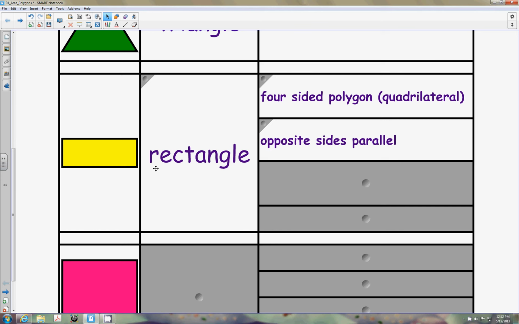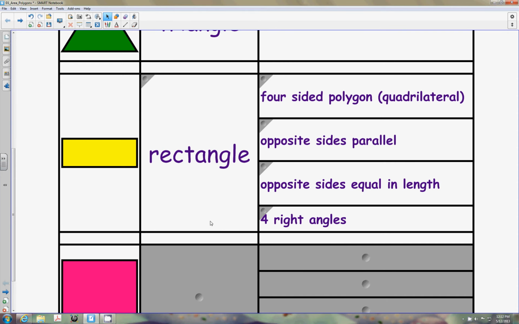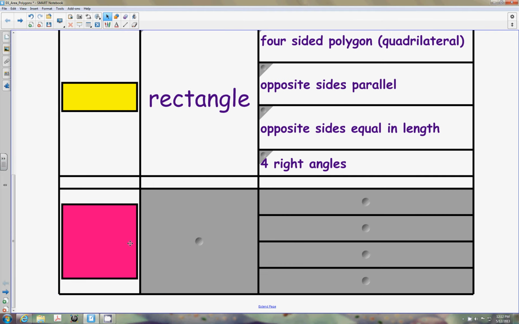Opposite sides of a rectangle are parallel, meaning they will never touch. And by opposite sides, I mean the sides that don't touch themselves. So like right here and right here, those would be opposite sides and they're parallel. And right here, opposite sides parallel. Opposite sides are also equal in length. And we have four right angles.